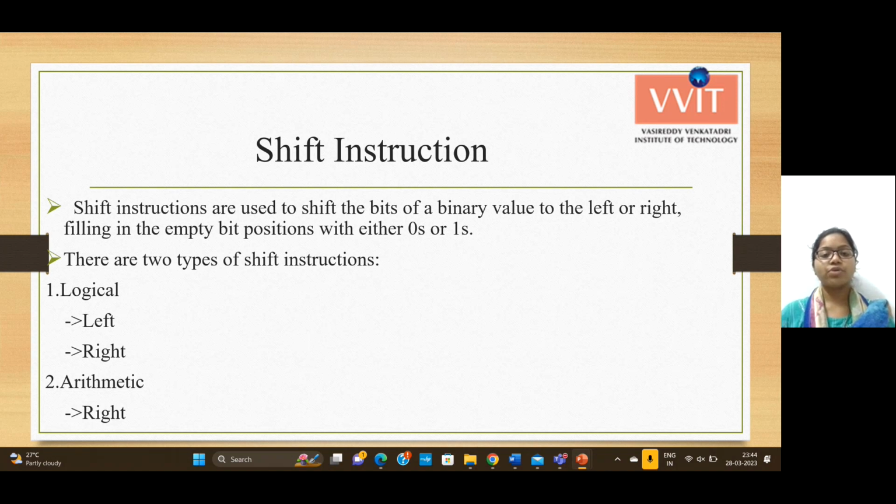They are classified into two types, that is logical and arithmetic. Logical is sub-categorized into left and right, whereas arithmetic is only right. Now let's see in detail about the logical left and right.